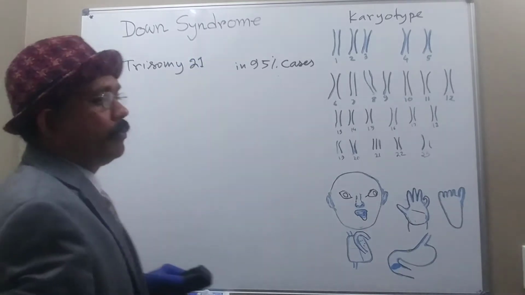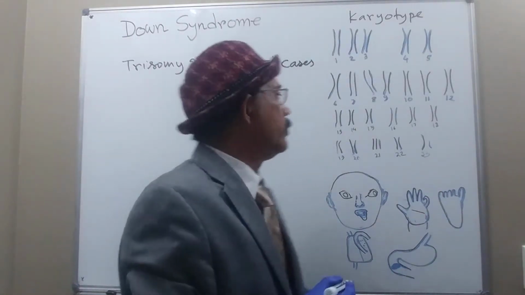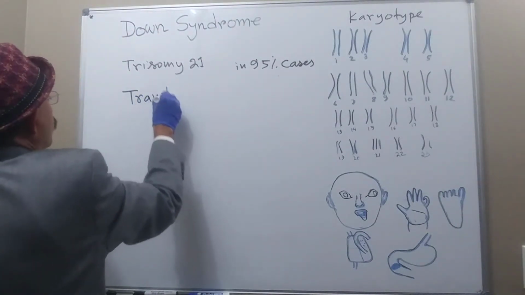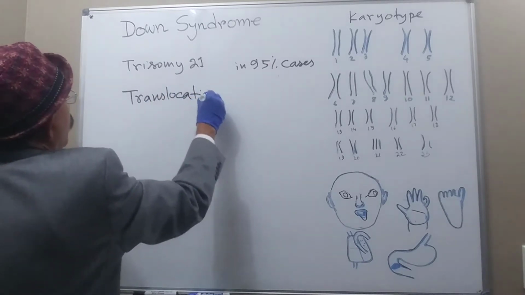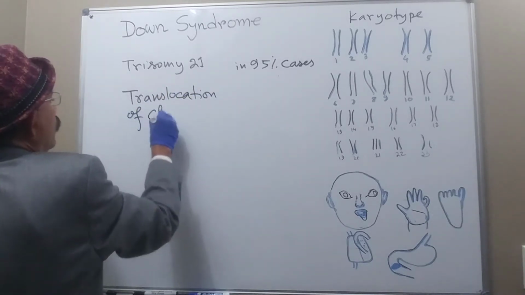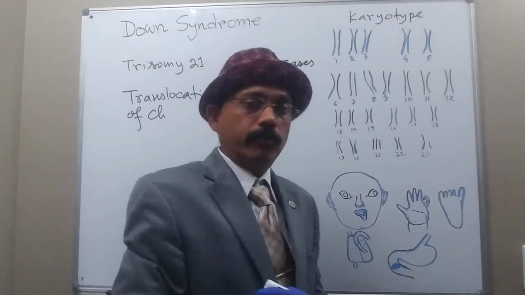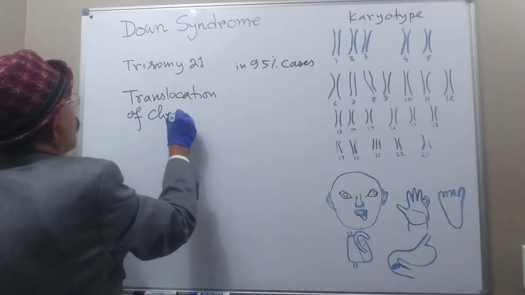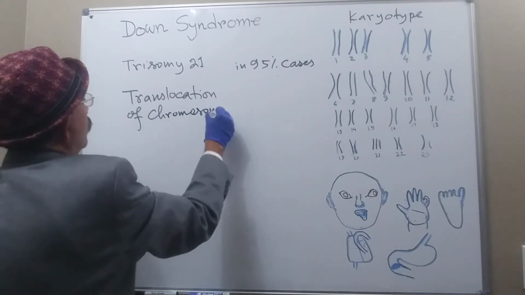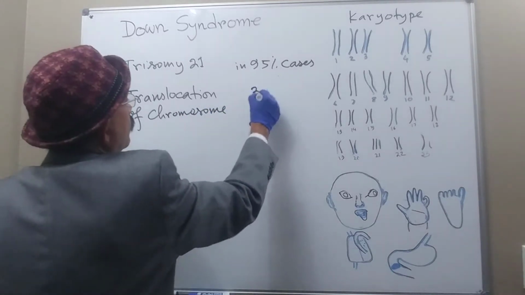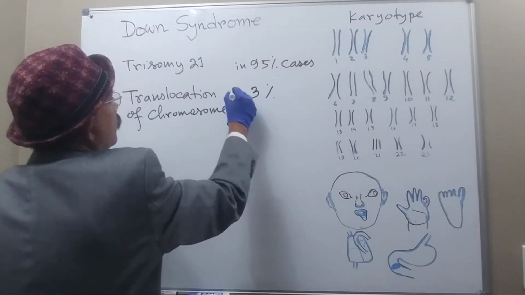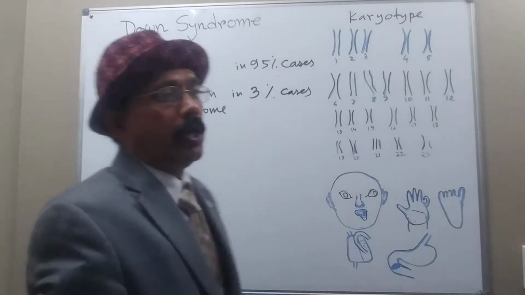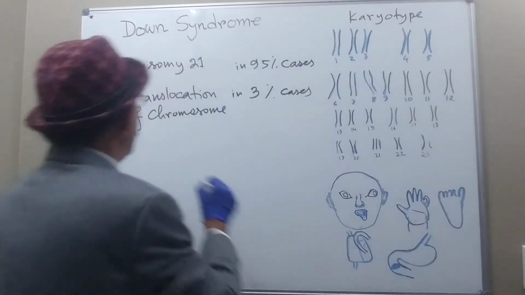Other problems may lead to Down syndrome. One is translocation of chromosome. We call it Robertsonian translocation. That is associated with 3% of cases.